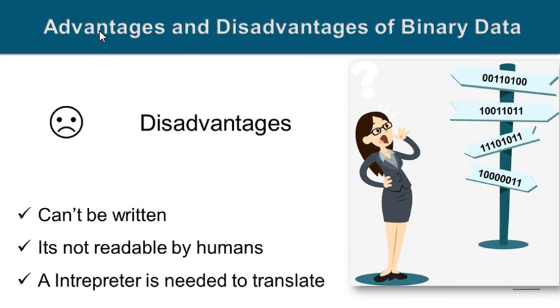But with advantages, there also come some disadvantages. For example, humans find it very hard to write and to read binary data, making it almost impossible to interpret big data sets. So for this, you would need a translator and interpreter in between to be able to understand what type of data you have.